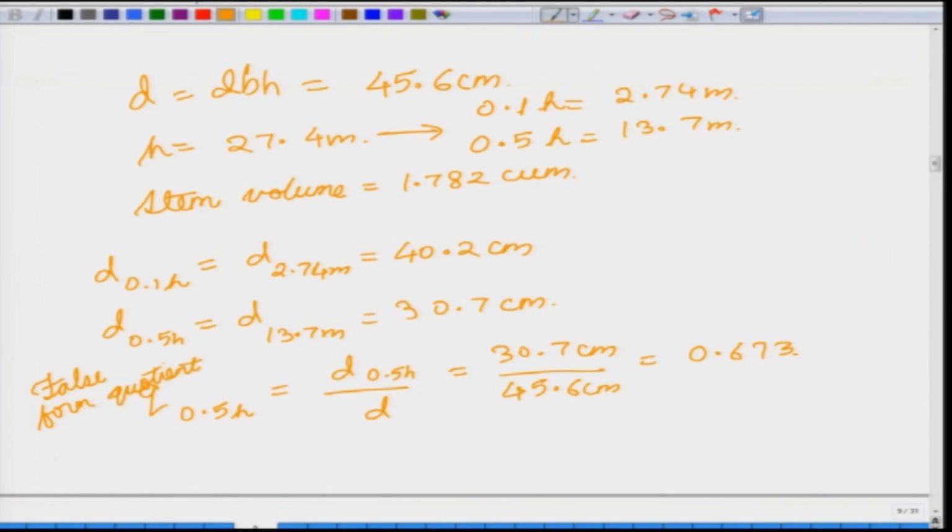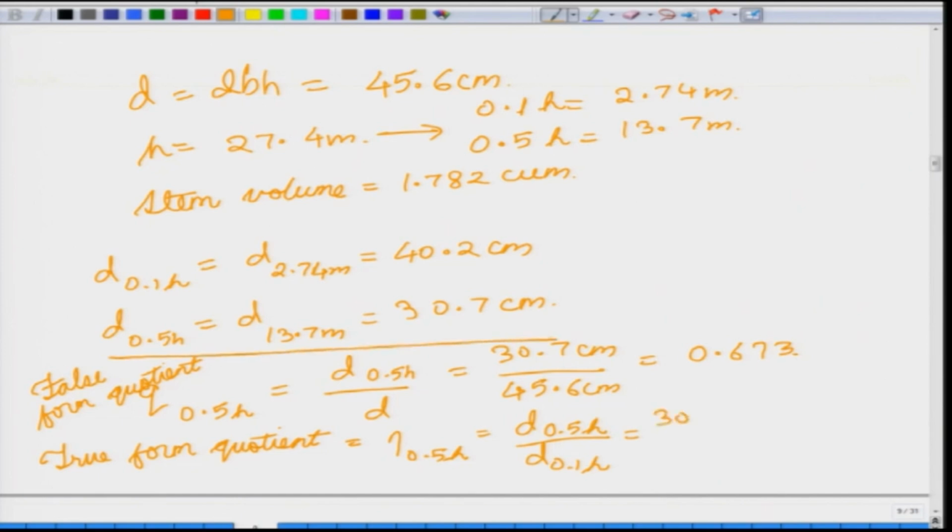Next, you have the true form quotient, eta at 0.5 h, which is defined as d at 0.5 h divided by d at 0.1 h. Now, d at 0.5 h is 30.7 centimeters divided by d at 0.1 h, which is 40.2 centimeters. This comes to be 0.76.